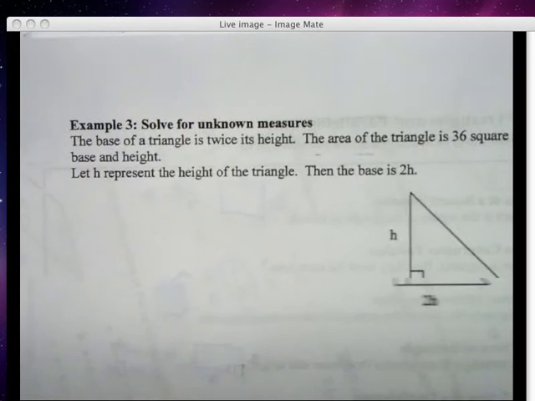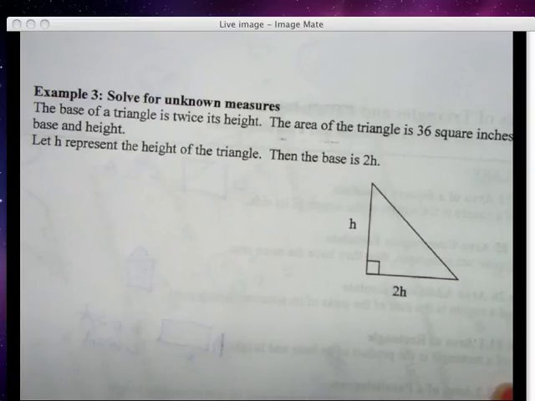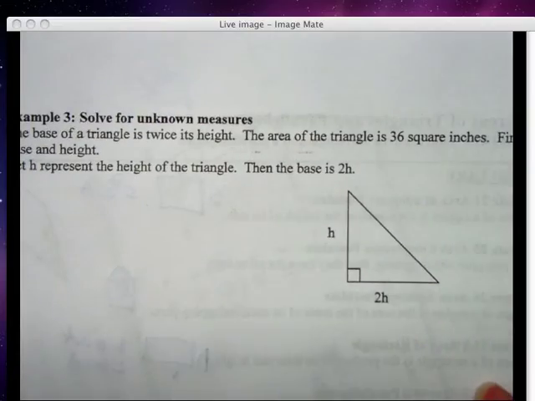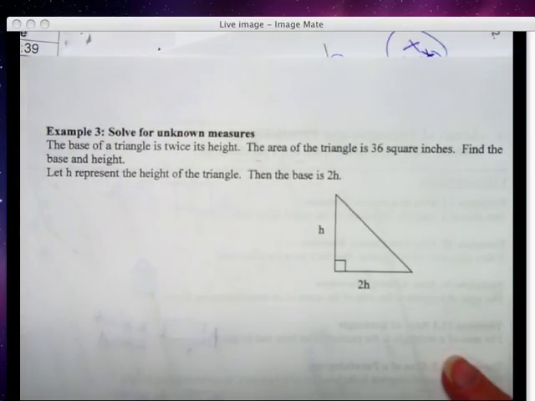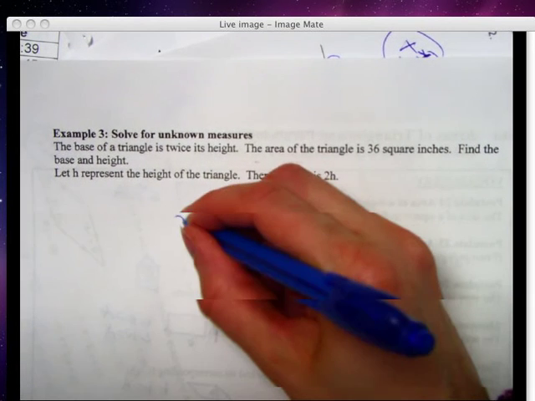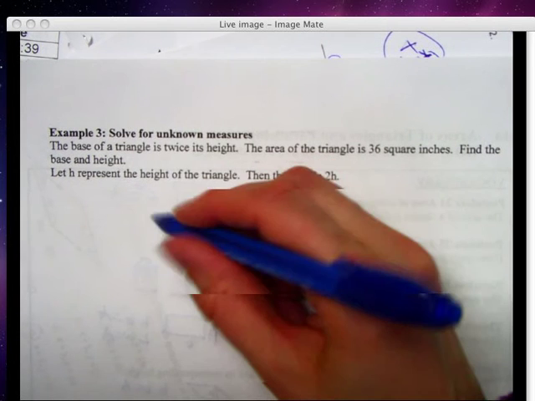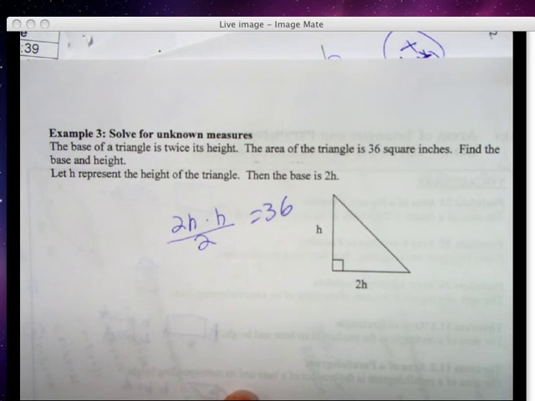All right. The base of the triangle is twice its height. The area of the triangle is 36. We want to find the base and height. H represents the height, 2h represents the base. Okay, so we're going to say 2h times h divided by 2, or times 1/2, equals 36.